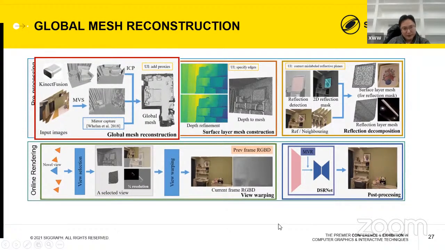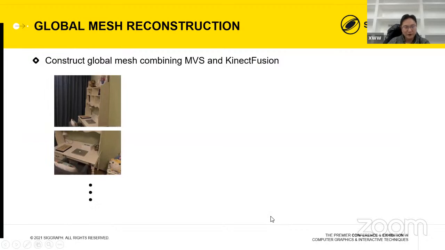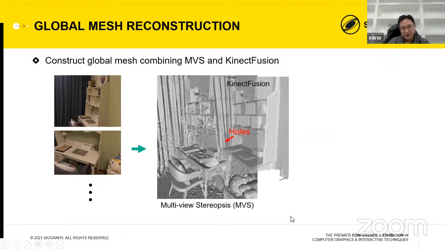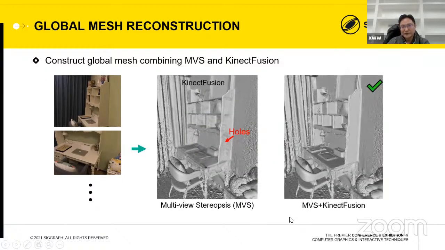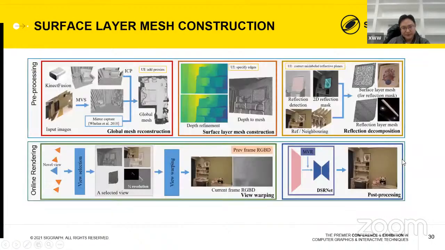First is global mesh reconstruction. We use multi-view reconstruction and collective fusion to reconstruct geometry. This is the multi-view reconstruction result. There are some holes in the textureless area, so we use collective fusion to improve the quality of the reconstructed geometry. So this is the reconstructed geometry for endorsing.